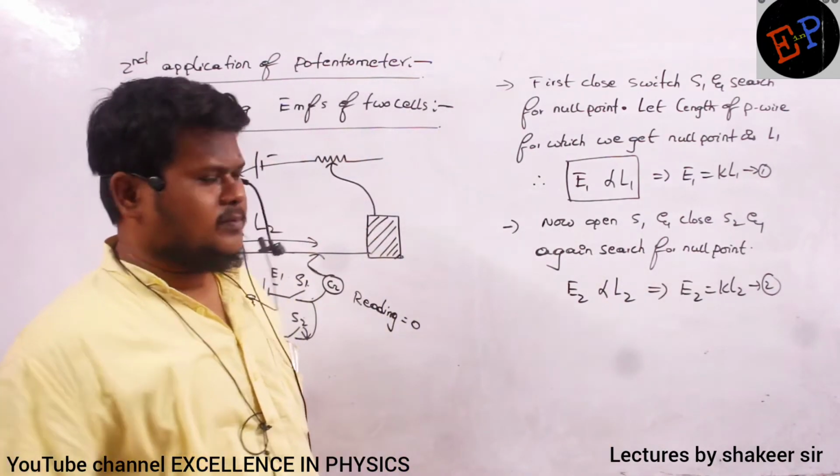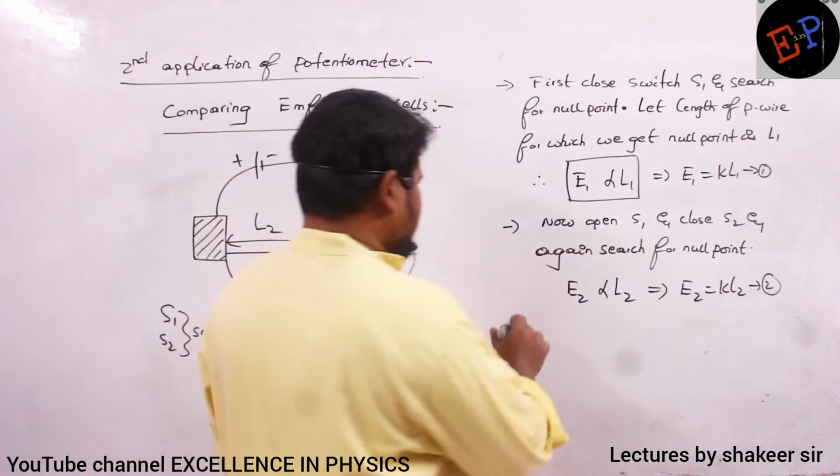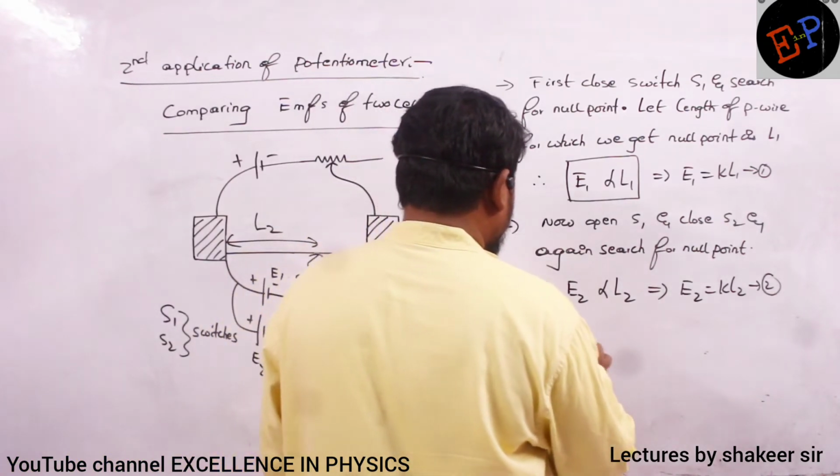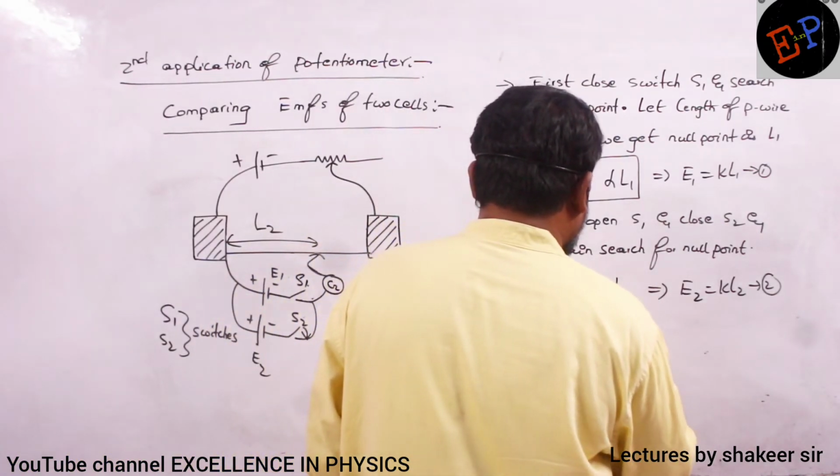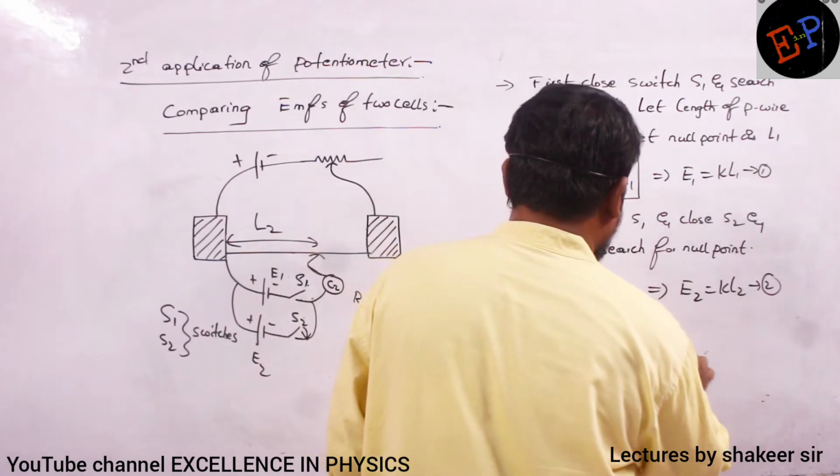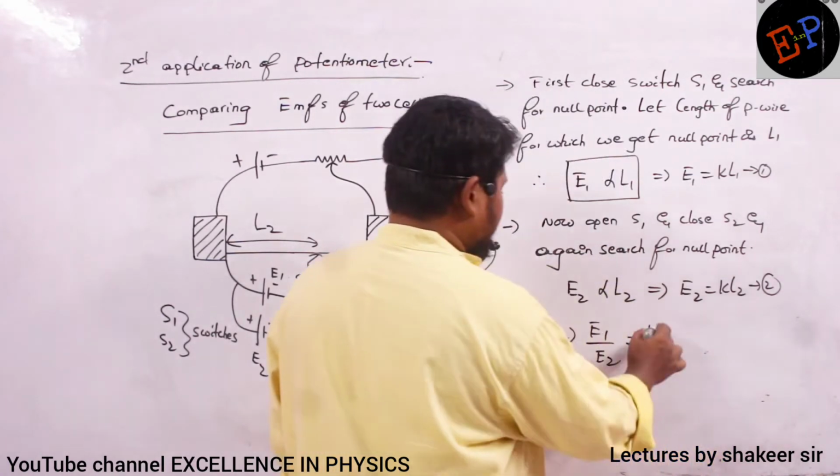Now how to compare them? Just divide them. Dividing 1 by 2, what will I get? E1 by E2 is equal to K L1 divided by K L2. K gets cancelled.